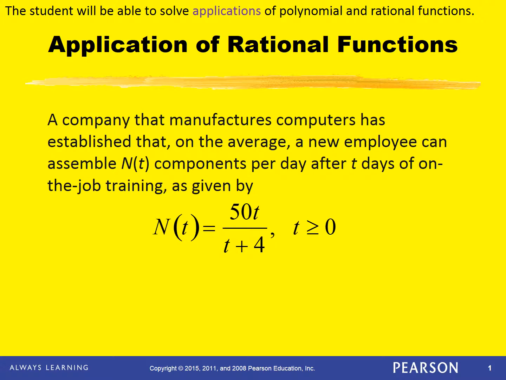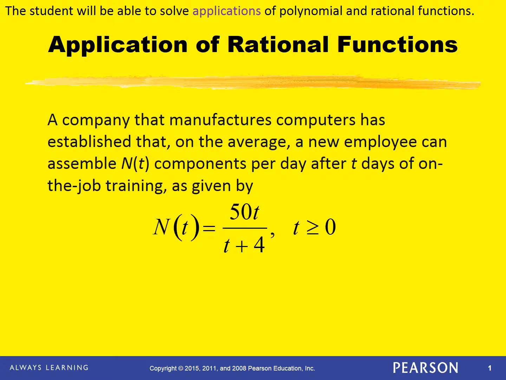The fourth objective of 2.4: the student will be able to solve applications of polynomial and rational functions. Here's an application of rational functions. A company that manufactures computers has established that, on the average, a new employee can assemble N(T) components per day after T days of on-the-job training. N(T), the number of components at time T, is given by this rational function.